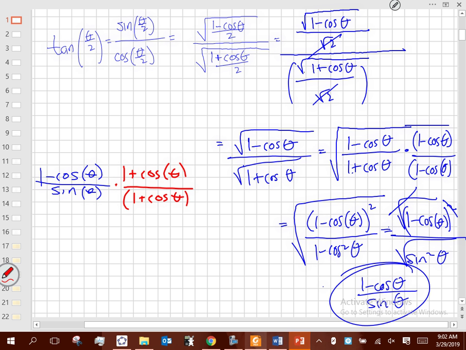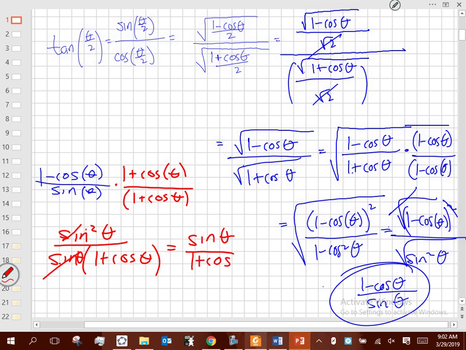If I do that up top, I get 1 minus cosine squared theta, right? 1 minus cosine squared is sine squared theta. On the bottom, I now have sine times 1 plus cosine. What's going to happen with the sine squared and sine? They're going to cancel, right? It means just sine theta up top, and then a 1 plus cosine theta on the bottom. So there's 2 ways of going from that blue one I circled to the second alternative version of tangent.